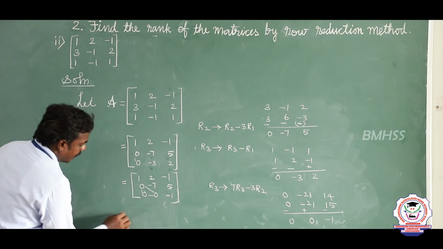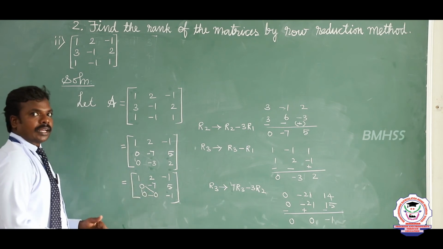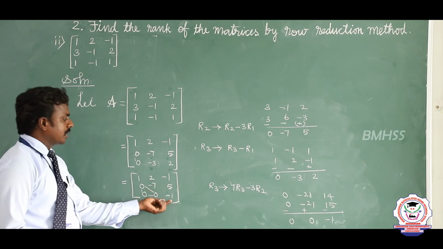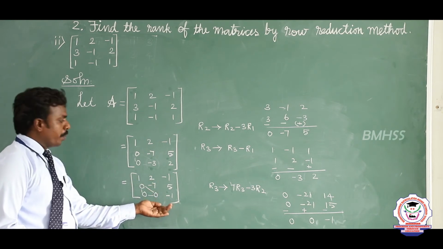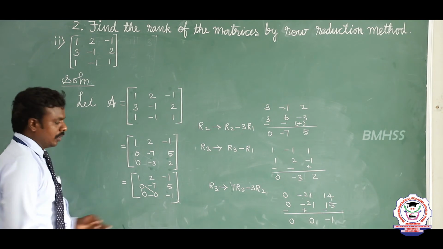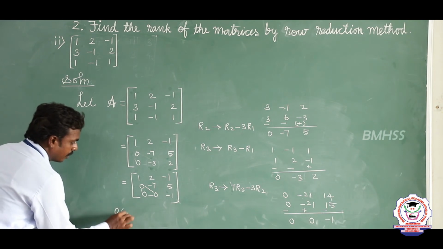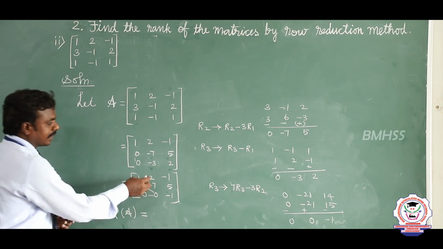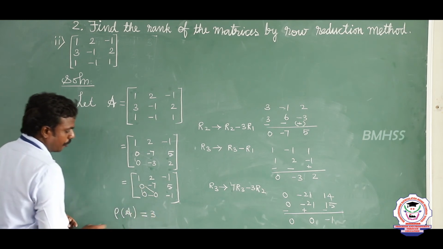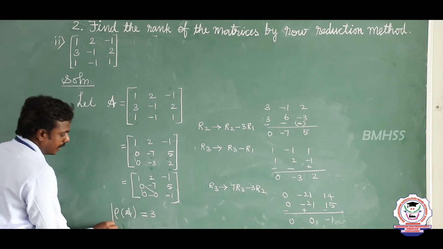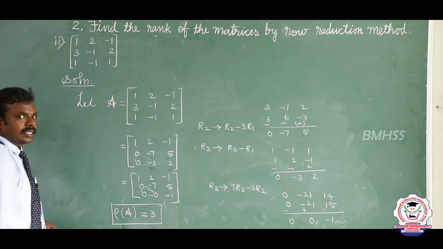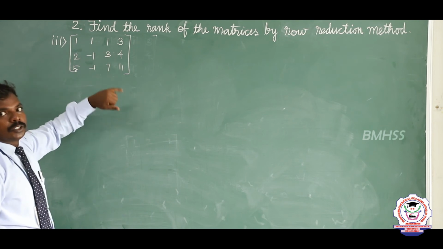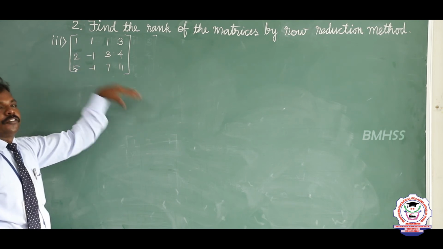So how many non-zero rows are there? There are 3 non-zero rows. The first row, second row, and third row are also non-zero rows, because there is minus 1 in the third row. So rank of A equals, how many non-zero rows? There are 3 non-zero rows. Therefore the rank of this matrix is 3. That's it. The third subdivision they have given has 3 rows and 4 columns, so the order of this matrix is 3 by 4.